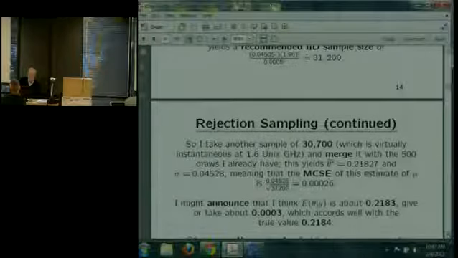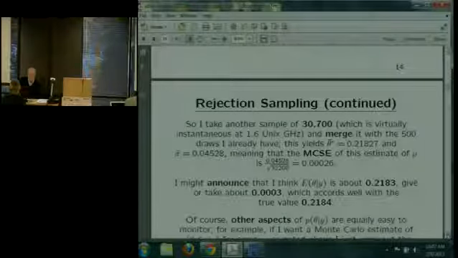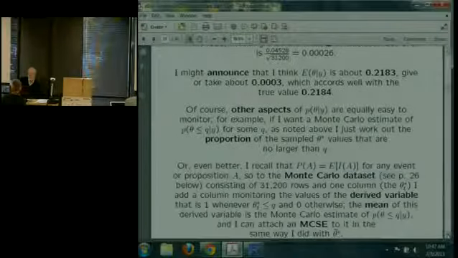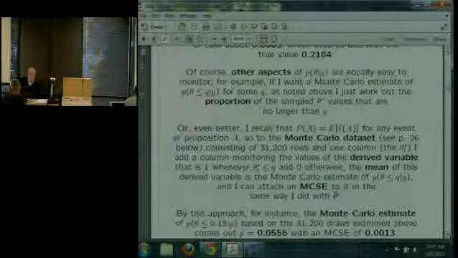So that's rejection sampling, except that there's something else cool that you can do. Other aspects of the posterior are equally easy to monitor.